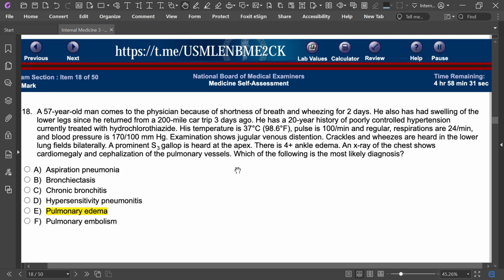So this patient has pulmonary edema. X-ray shows cardiomegaly, cephalization of the pulmonary vessels, S3, JVD, and crackles on the lower lungs. Shortness of breath, edema, JVD, crackles in dependent areas of the lung, history of poorly controlled hypertension, tachypnea, tachycardia, raising suspicion of cardiogenic pulmonary edema because of increased pressure in the left side of the heart, pulmonary vein, and pulmonary capillaries.